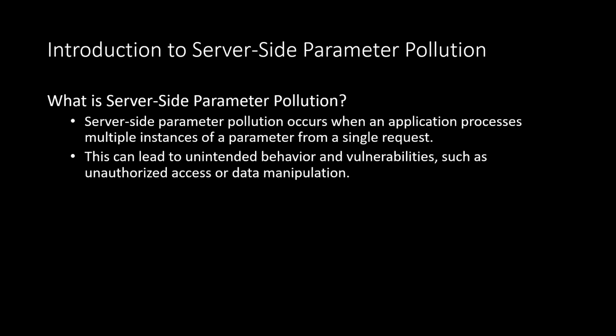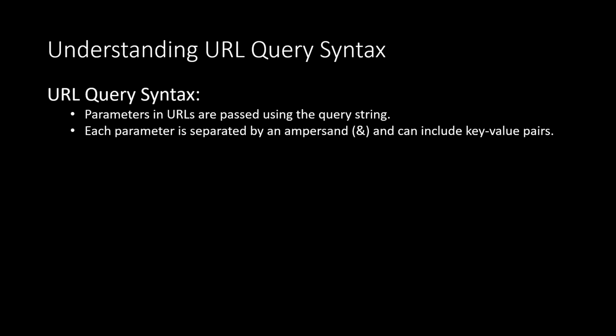Server-side parameter pollution occurs when an application processes multiple instances of a parameter from a single request. This can lead to unintended behavior and vulnerabilities such as unauthorized access or data manipulation. By understanding how parameters are processed, attackers can craft malicious requests to exploit these vulnerabilities. In URL query syntax, parameters are passed using the query string, which starts after the question mark in the URL.